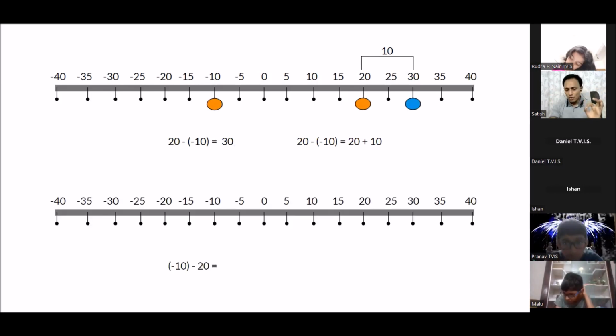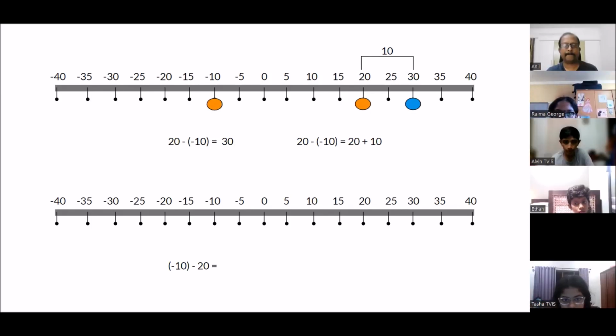Okay. I'll give another small problem. What could be minus 10 minus 20? If possible, draw the picture. It is easier. You are starting from minus 10, so there is no doubt there. Mark minus 10, and from minus 10 you are removing 20. When you are removing 20, what happens? It goes backwards, is it not? When you add something, it goes forward in the number line. When you are removing something, it goes backwards. So you have minus 10 as the starting point, and from that you are removing 20.